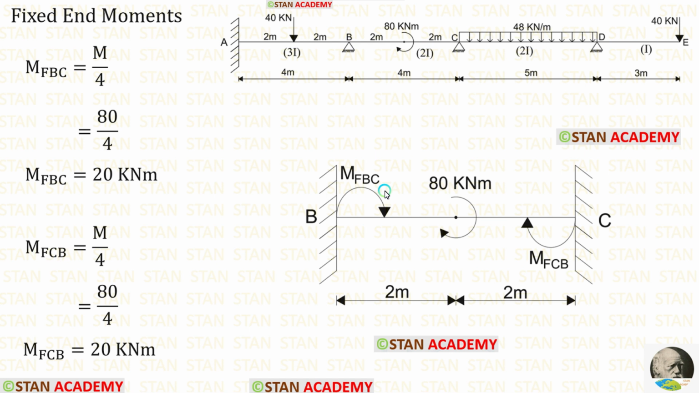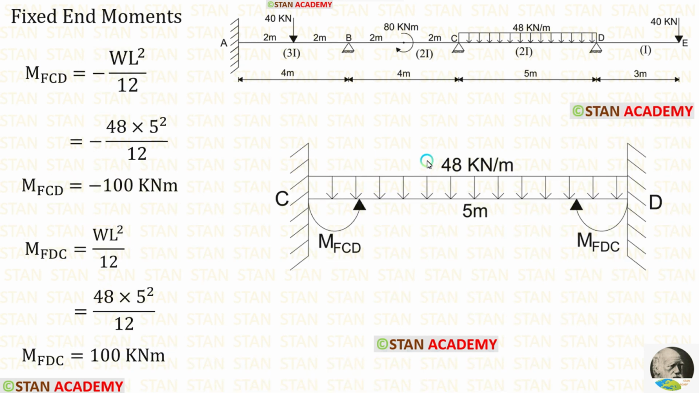Now let us take the span BC and find out the fixed end moments. In the span BC, there is a concentrated moment 80 kN/meter acting in the clockwise direction. This moment is acting in the center. The formulas for the fixed end moments are positive M upon 4 and positive M upon 4. Using the formulas, we are getting M of BC and M of CB.